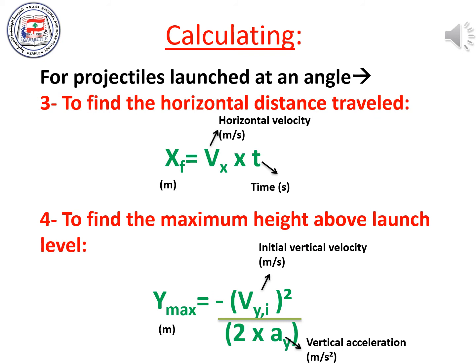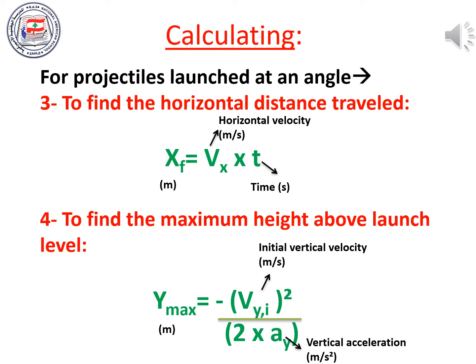Number 3, to find the horizontal distance traveled by the projectile, we use the first equation you see in front of you. Xf, which is measured in meters because it is distance, is equal to Vx times t. Vx is the horizontal velocity measured in meters per second, and t is time measured in seconds. So it is the same equation as for projectiles launched horizontally.